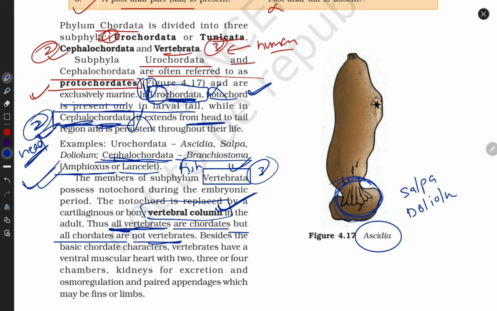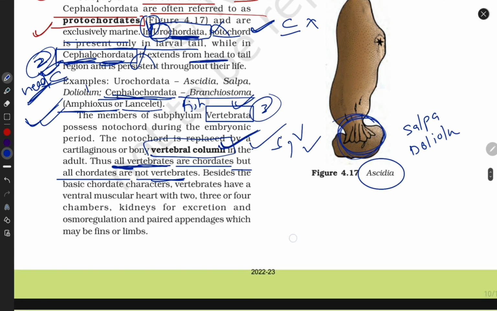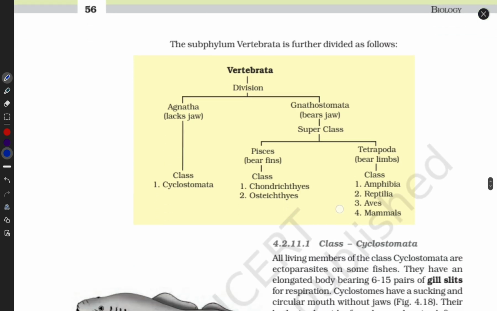Still they are chordates, but they don't have vertebrae. Vertebrates are chordates, and they also have vertebrae. Look here, they have a well developed heart, excretory system, and respiratory system. Look here at the example.